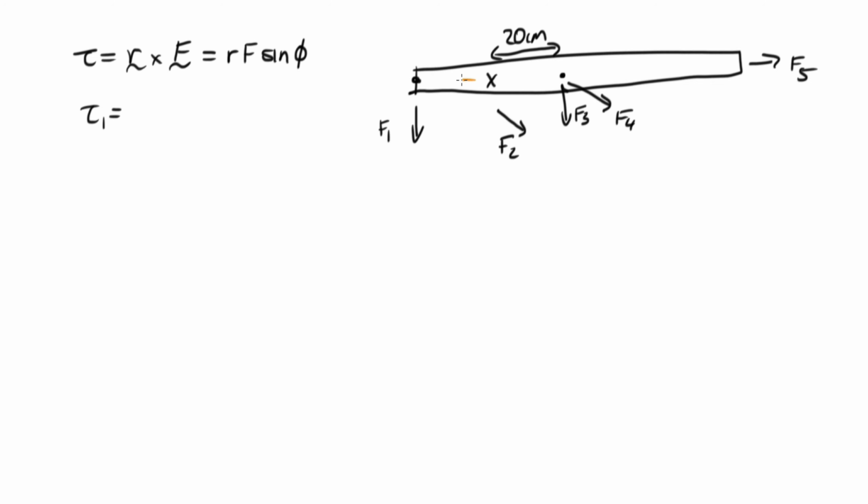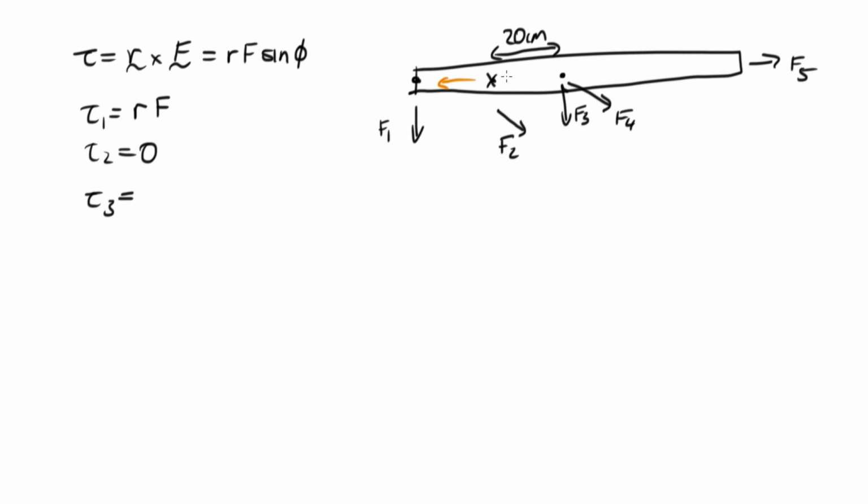So R1 goes this way from the pivot point to where the force is. Force 1 is at 90 degrees to that. So this is going to be equal to RF. Now torque 2, there is no distance between where the force is applied and the pivot point. So R2 is actually 0. So torque 2 is going to be 0. This doesn't apply any torque.